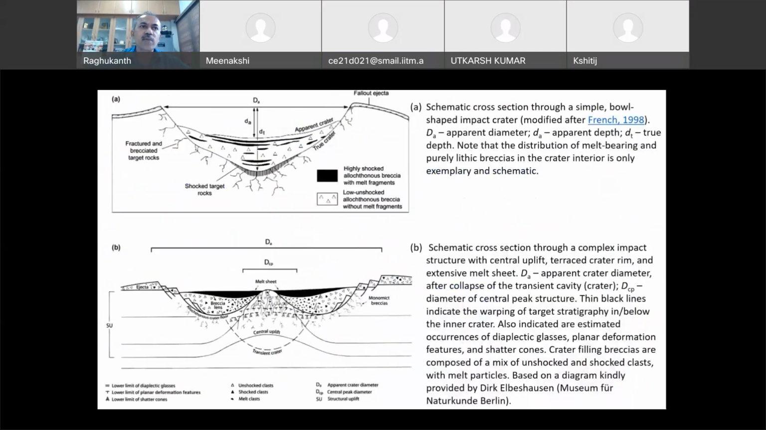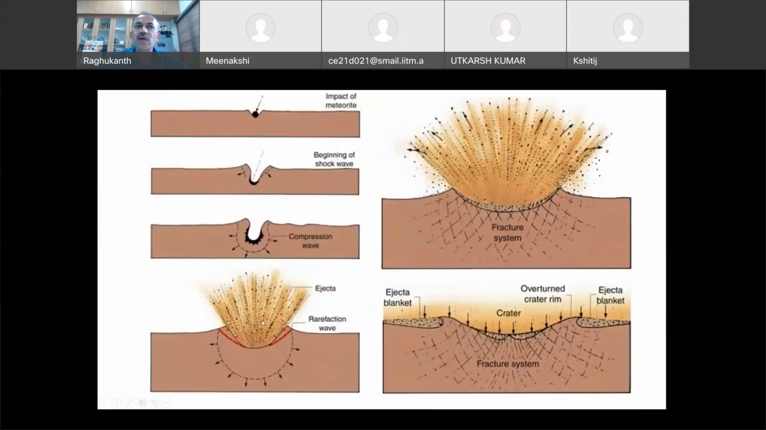I showed you this type of thing. You will see here also the things are getting formed. You will see several faults here. So this is what we call a complex crater, and you will see a peak at the middle also. So this is what we are calling complex craters.